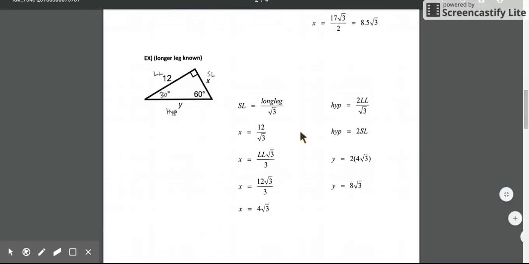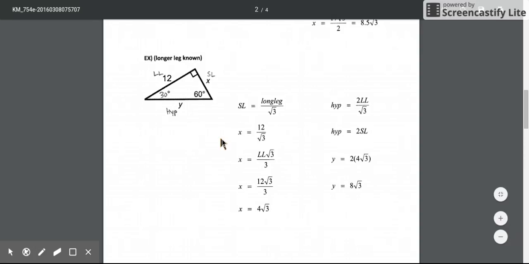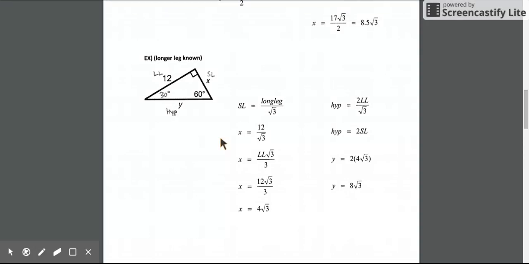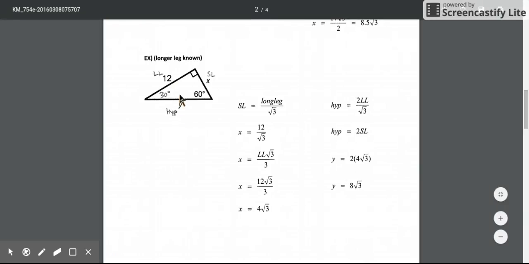So one more example that you might see is, what if you're given the longer leg? This is the trickier example. So we want to find the short leg first, because then we could just double that to find the hypotenuse. To find the short leg given the long leg, we could divide the long leg by the square root of 3, or we could use that rationalized version of this formula, the long leg divided by 3, or a third of the long leg, then times the square root of 3.